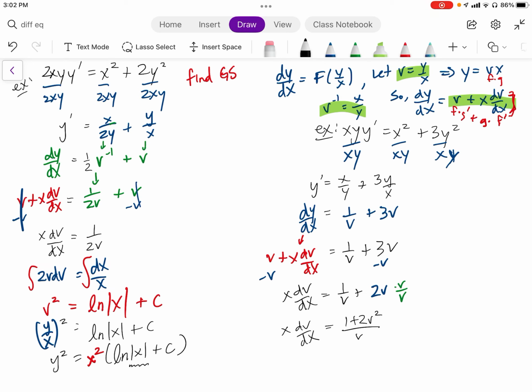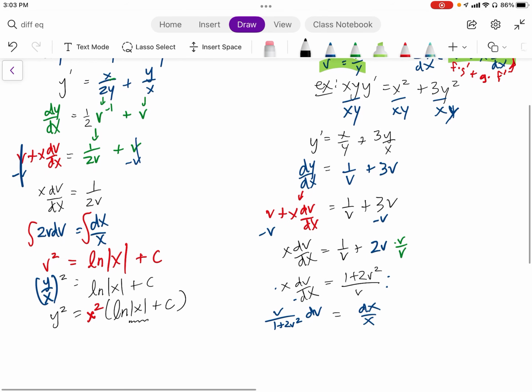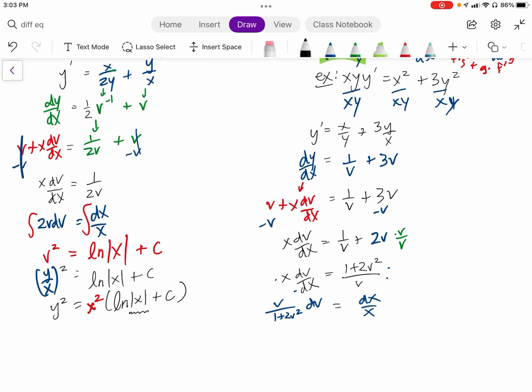Alrighty, looks good. And multiplied by the reciprocal, really everything but the dv is moving. Right, that to the right, reciprocal here. So to save a second, I'm just going to write that out: v over (1 plus 2v squared) dv, okay, equals dx over x. Running a little bit out of room here. So this actually looks really good.